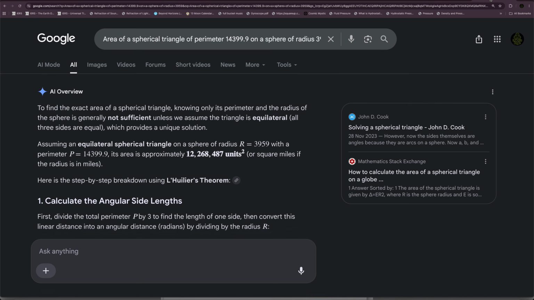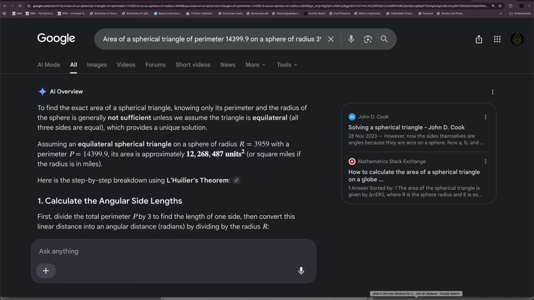So if we now go to the area of a spherical triangle of perimeter 14,399.9 on a sphere of radius 3959, assuming an equilateral spherical triangle on a sphere of radius r 3959 with a perimeter of 14,399.9, its area is approximately 12,268,487 square miles.